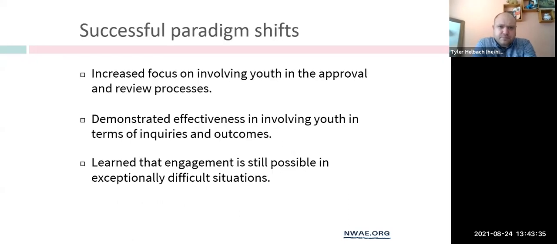Next slide. A couple of the paradigm shifts that we saw, and I know there are oftentimes questions about our model, and we're happy to hit those at the end. So go ahead and throw those in the chat if you're interested. But the paradigm shifts that we were looking for, that we were really excited about, was an increased focus on involving youth in the approval and review process.